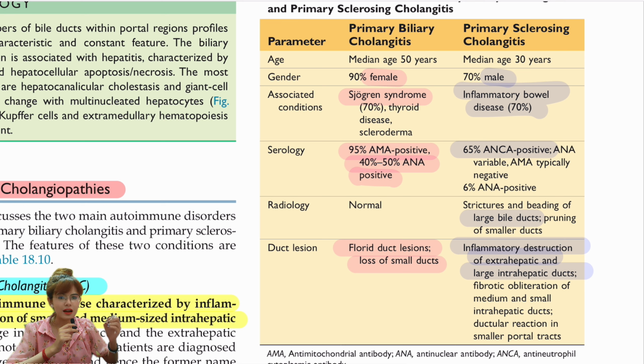And what is the duct lesion or the histology? In biliary cholangitis, you are going to find florid duct lesions and loss of small ducts. You have to remember these words exactly as they are written, because it may not be possible for you to understand this exactly histologically, but these points and these words are very important for your exam. And primary sclerosing cholangitis is the destruction of the extrahepatic and the intrahepatic duct.